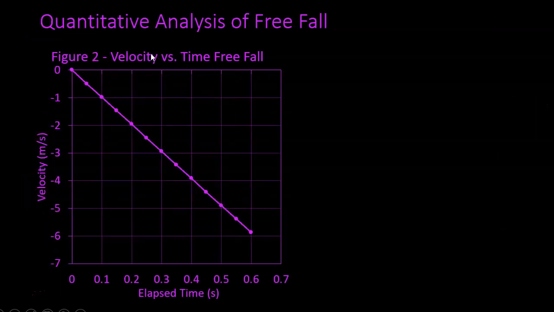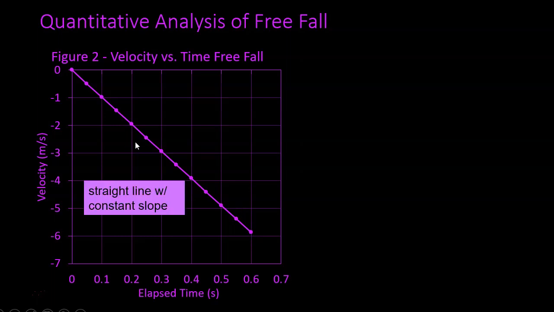Let's take a look at the velocity time graph for free fall. So here we see the object was dropped starting at rest, 0 meters per second, and we can see that it speeds up in the negative direction. 0.6 of a second later, it's at almost -6 meters per second. The graph, as we've seen before with other types of accelerated motion, is a straight line with a constant slope.